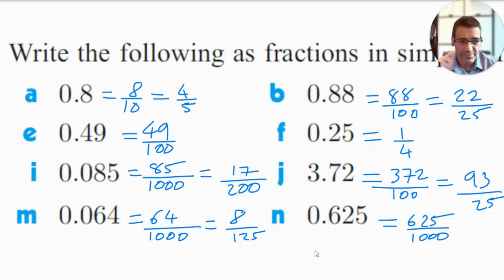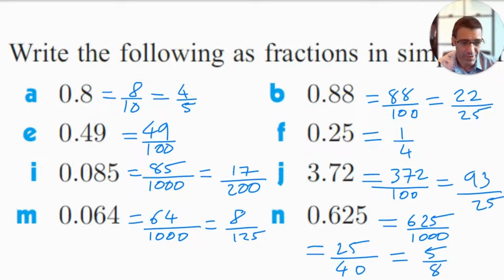Now 625 is divisible by 5 for sure. It's also divisible by 25. In actual fact, 625 is 25 squared. It's 25 times 25. Again, it helps to know what numbers are made of. So if I do 625 divided by 25, I end up with 25. And if I do 1,000 divided by 25, well, I know that 100 divided by 4 is 25. So 1,000 divided by 25 is going to be a 4 with a 0 behind it, which is 40. And so I could then divide by 5 again here. And this is going to be 5 over 8.